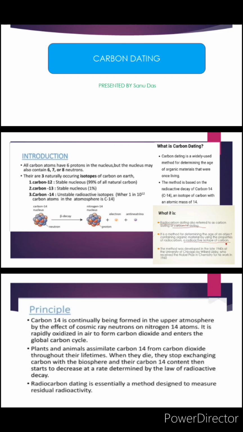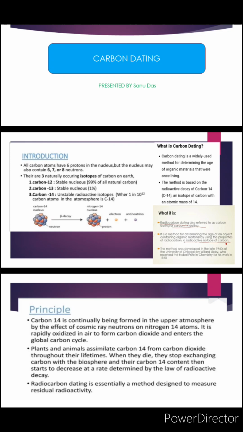Carbon 14 is continuously being formed in the upper atmosphere by the effect of cosmic ray neutrons on nitrogen 14 atoms. Carbon 14 formed is rapidly oxidized in air to form carbon dioxide and enters the global carbon cycle. Plants and animals then assimilate or consume carbon 14 from carbon dioxide throughout their lifetimes.